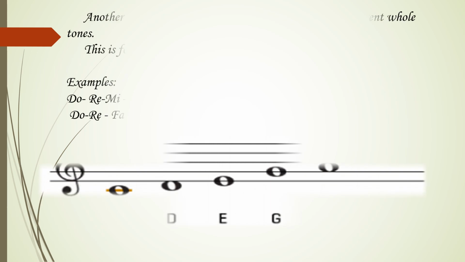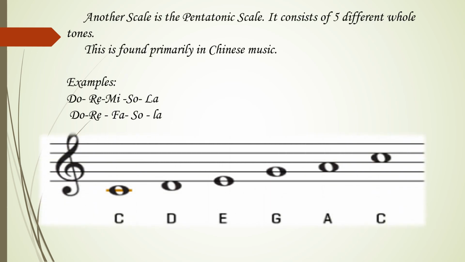Another scale is the pentatonic scale. It consists of 5 different notes. This is found primarily in Chinese music. Examples: Do, Re, Mi, So, La, or Do, Re, Fa, So, La.